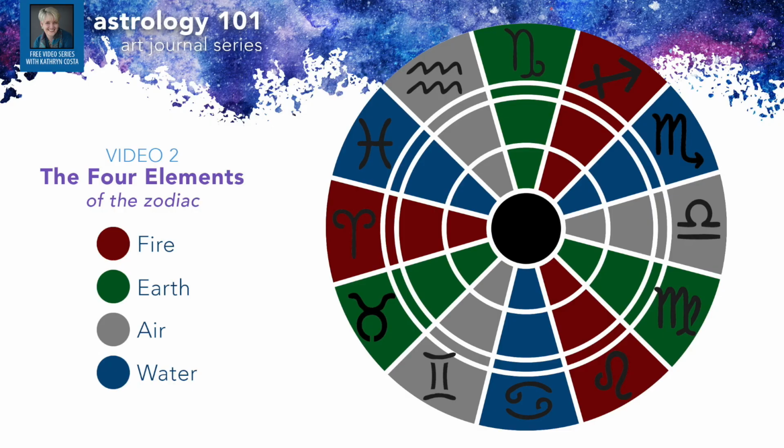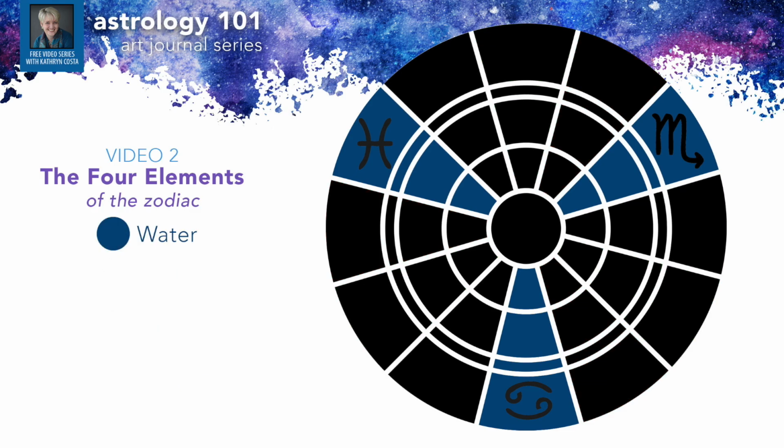These are just 3 examples. You may have some others that come to mind, and I'd love to hear them in the comments below. Water is the 4th element that fills in our zodiac chart.